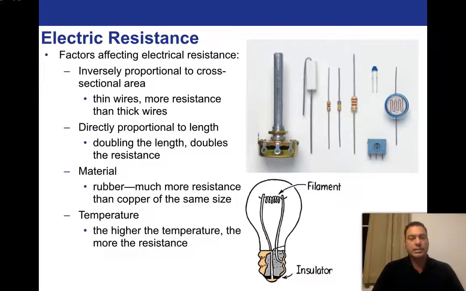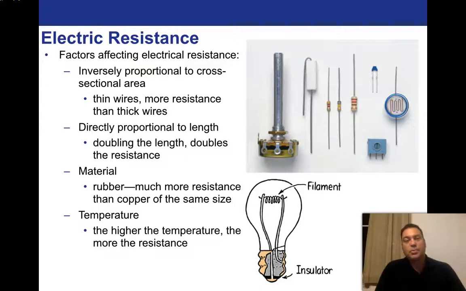Electric resistance, there are several factors that bring this about. First off, it's inversely proportional to the cross-sectional area. What does that mean? Let's just break that down. Thin wires have more resistance than thick wires, right? Same thing with a water pipe. If you have a thick water pipe, more water can get through with less resistance than if it's thin. There's less friction. I call it electrical friction, that's how I think of resistance.